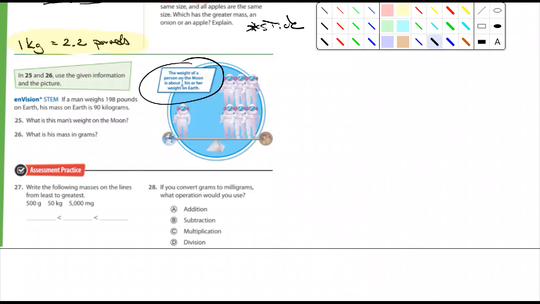So the weight of a person on the moon is about 1/6 their weight on the Earth. And then it gives you some information here. The weight of a man, 198 pounds, and his mass on Earth is 90 kilograms. It says, what's the man's weight on the moon, and what's his mass in grams? All right. 27, 28, you should be able to do, and we'll end it there.